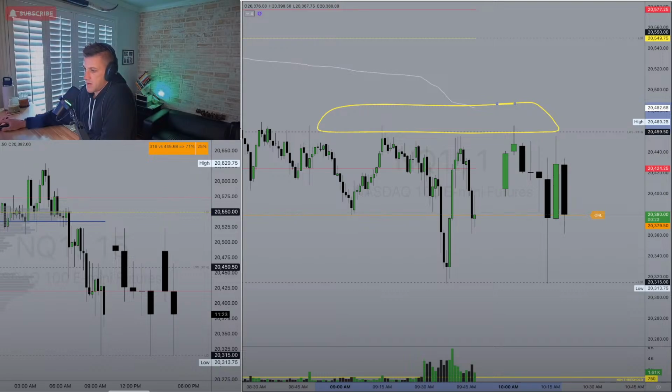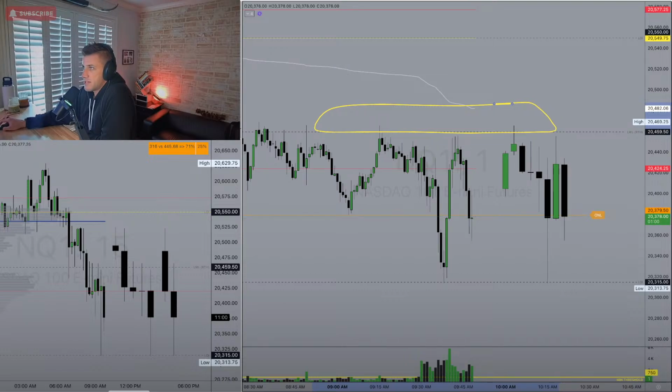So NQ into overnight low. We do have another data print at 10 a.m. See what happens here. Minimal interest at that overnight low. Your downside level is 315. Right now, a little intraday range, 315 by 460.